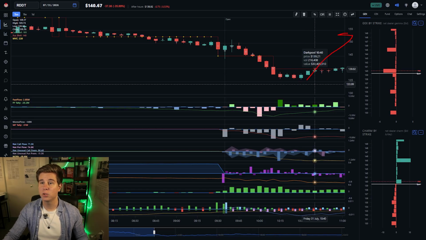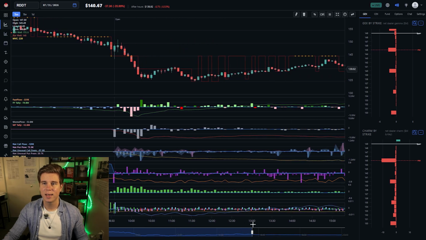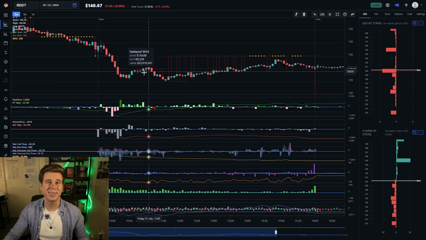Now, sometimes this does lead to a complete reversion, but in this case, if we look at it until the end of the day, it only started reverting a little bit more around here, but this is still a nice scalp that you can take.